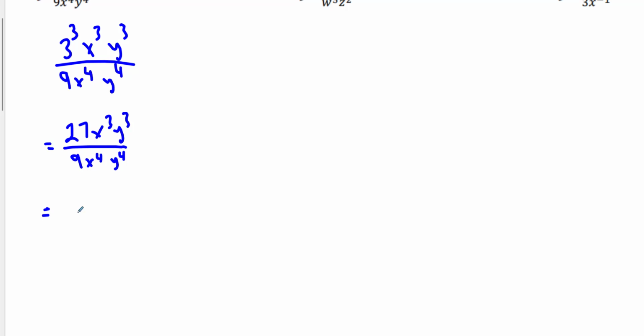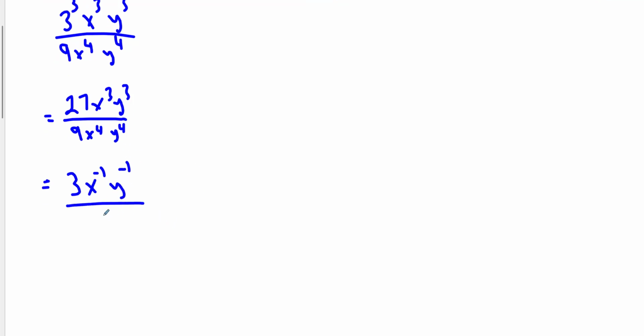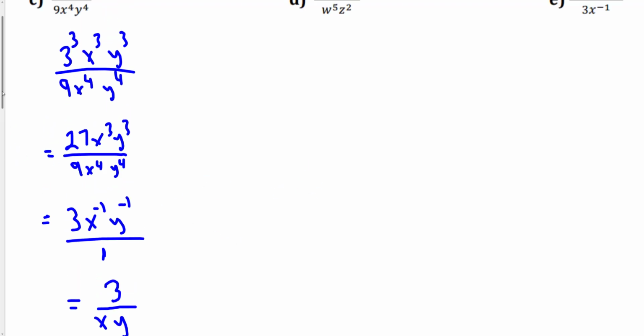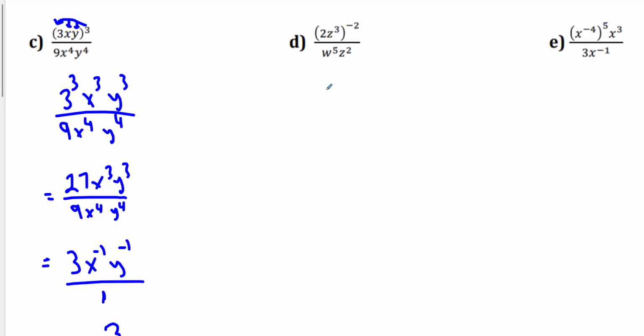27 divided by 9, that's just 3. x cubed divided by x to the 4, that's just x to the negative 1, and y to the negative 1 as well. And remember, it's a fraction. The denominator is 1 if there's nothing in the denominator. And we are flipping the sides, the numerator to denominator, for every single exponent that's negative. So x and y have a negative exponent. They go in the denominator, but the 3 does not. And this is important. A lot of students just flip the whole fraction. Please don't do that.